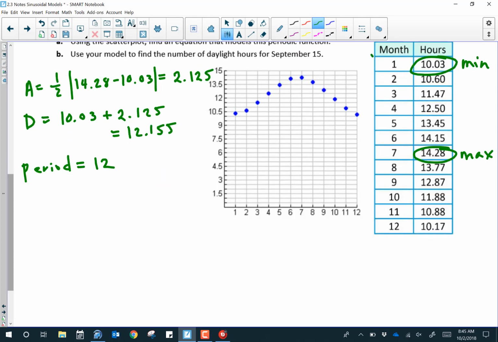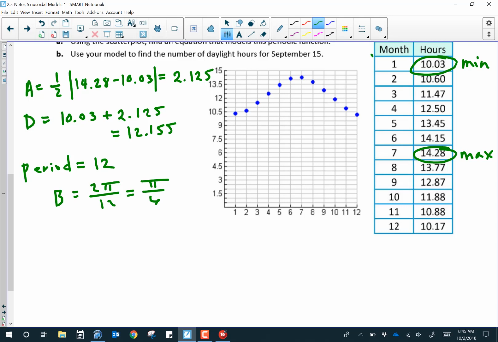So I need to figure out what I divided 2 pi by to get that 12. All right, what was the factor? So the b would be 2 pi over 12, which is pi over 6. And again, if you wanted to stay in degrees, you could. You would just do 360 divided by 12.